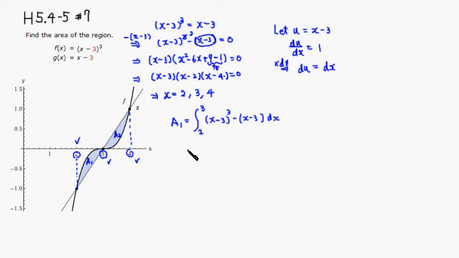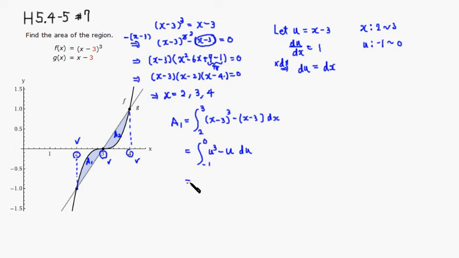So this is the integral of u cubed minus u, and dx is the same as du. For the conversion, originally x goes from 2 to 3, but the corresponding u values are: plugging in 2, 2 minus 3 is negative 1, and plugging in 3 gives 0. So it's negative 1 to 0.